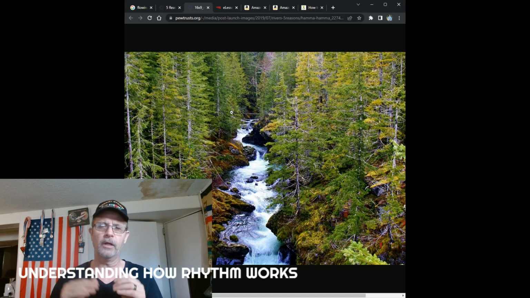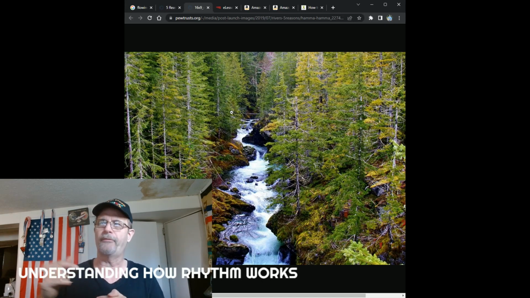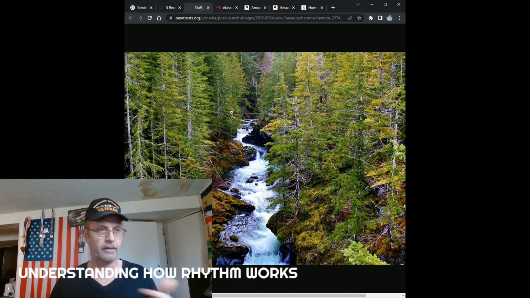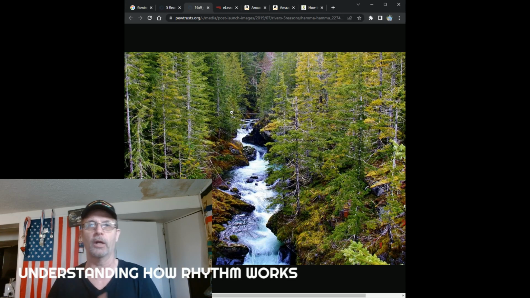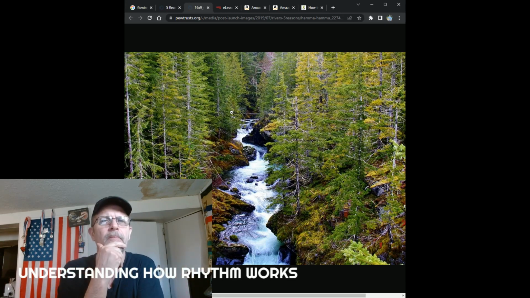Now, if we look at how we measure how fast we're going down the riverbed, in music they call it knots, nautical knots. How many knots are you traveling? On land, it's miles per hour, kilometers per hour. How do we determine how fast music is going?